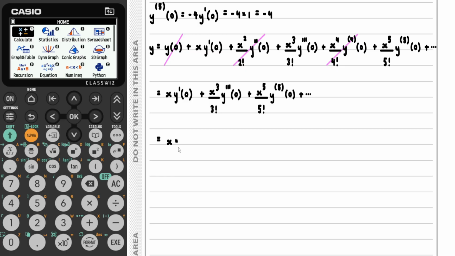So I've got x times by 1 plus x cubed over 3 factorial times negative 2 plus x to the 5 over 5 factorial times negative 4 plus higher order terms. So I've got x subtract x cubed over 3 subtract x to the 5 over 30 plus higher order terms.